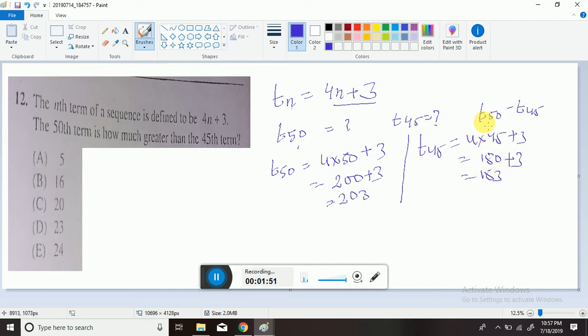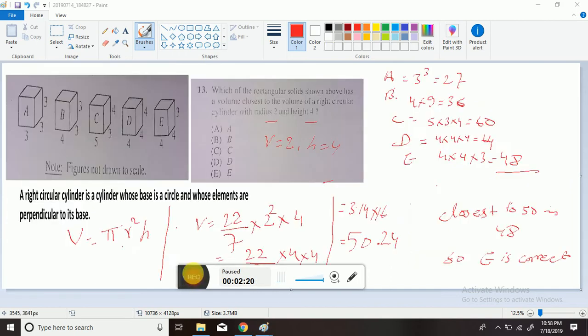Now, as I told you before, we have to calculate T50 minus T45, which equals 203 minus 183, so the answer is 20. Now let us see our options. Option C has 20, so option C is our correct answer. There is not much confusion in the problem. Now let us enter into the next problem.